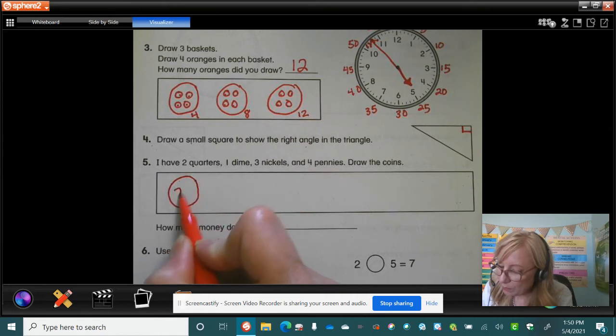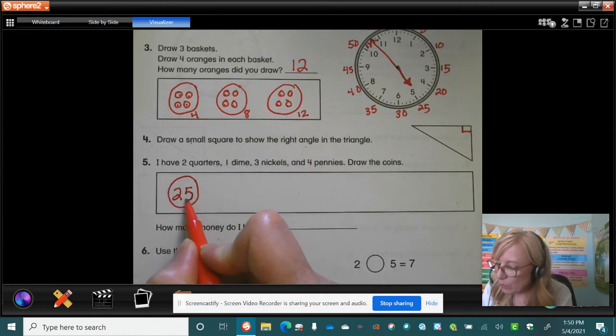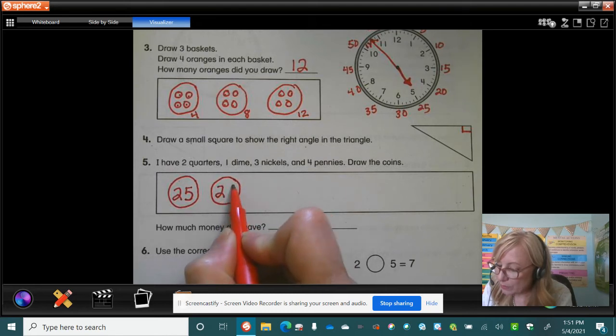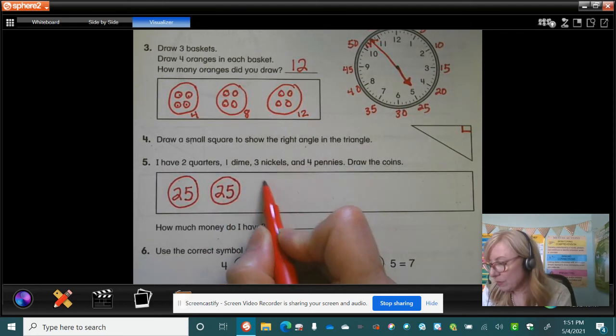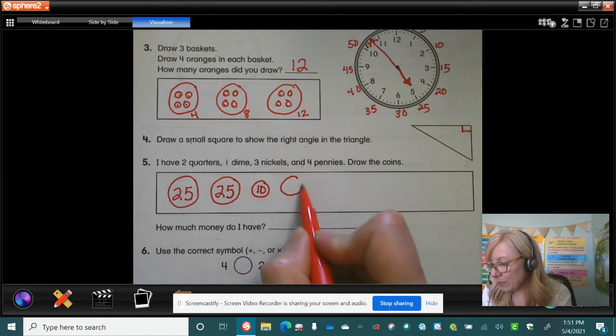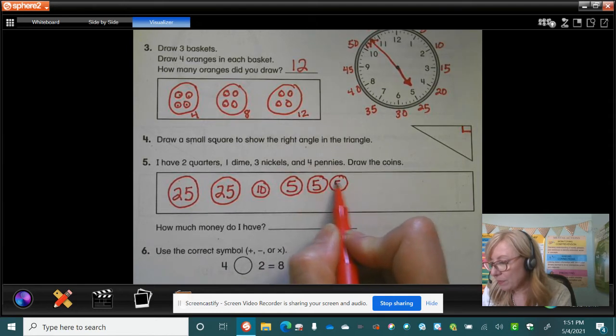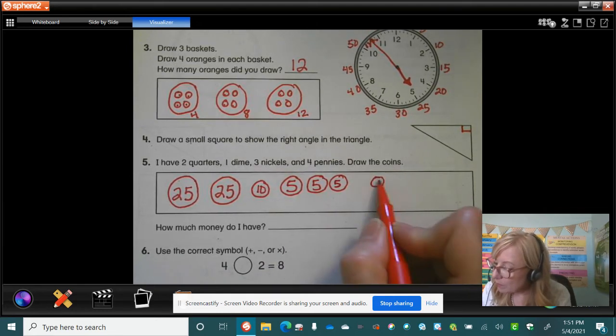1 quarter. And I know a quarter is worth 25 cents. 2 quarters. 1 dime. 3 nickels. And 4 pennies.